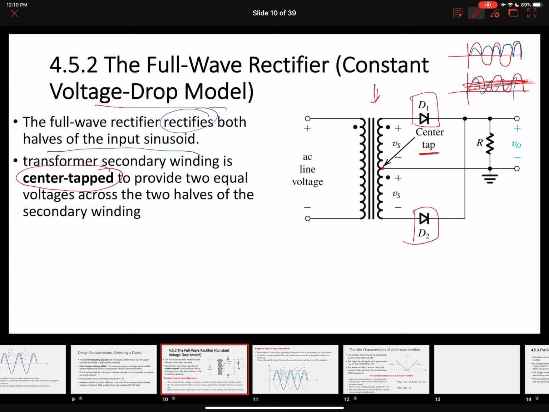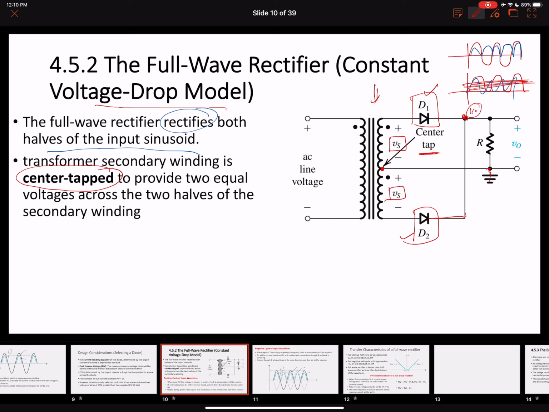This means that we have two voltages appearing over here, right? And we connect these diodes D1 and D2 in this configuration at both of these lines. Note down all the connections. This center tap line is going directly to the ground, and the diodes are directly connected to the load resistance over here, right? So we are going to have this V0 appearing over here.